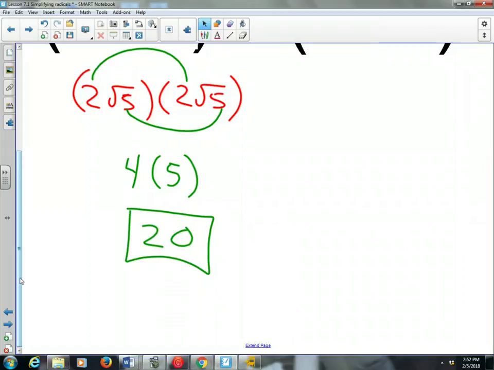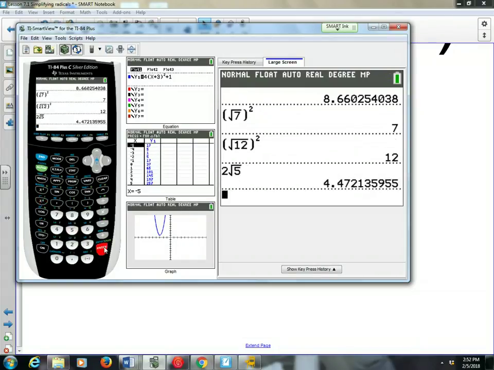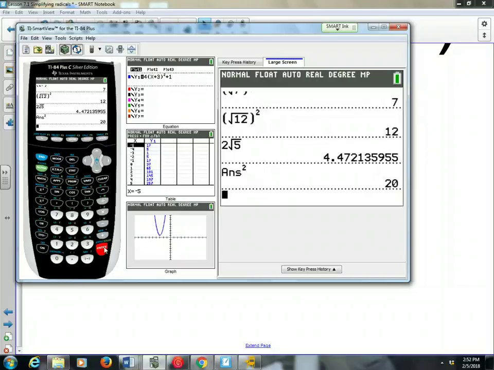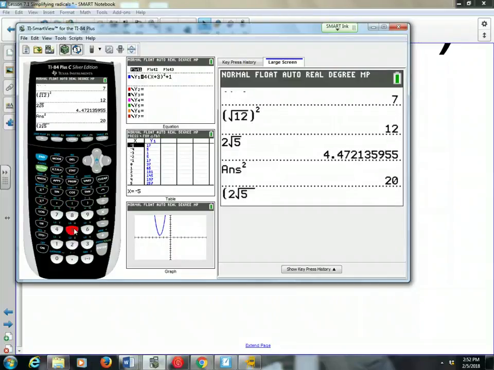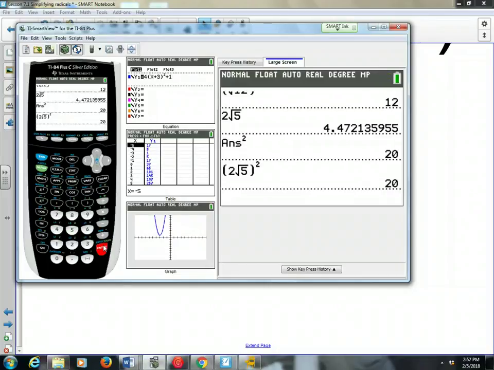Don't believe me? Let's prove this using our calculator. 2 root 5 squared. So we have 2 square root 5 is this number, and if we take that times itself, or if we square it, so that answer squared, look at that, it's 20. Or I suppose I could have done this in one step. If you take 2 square root 5, and then you square it, 2 root 5 times 2 root 5 is the number 20.